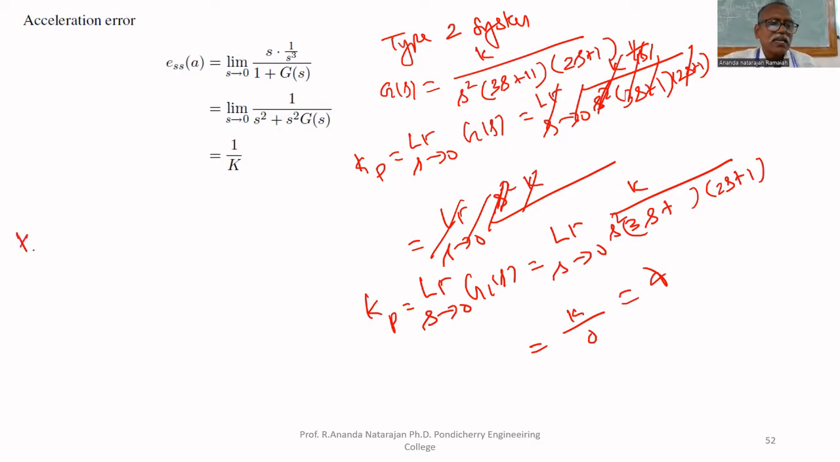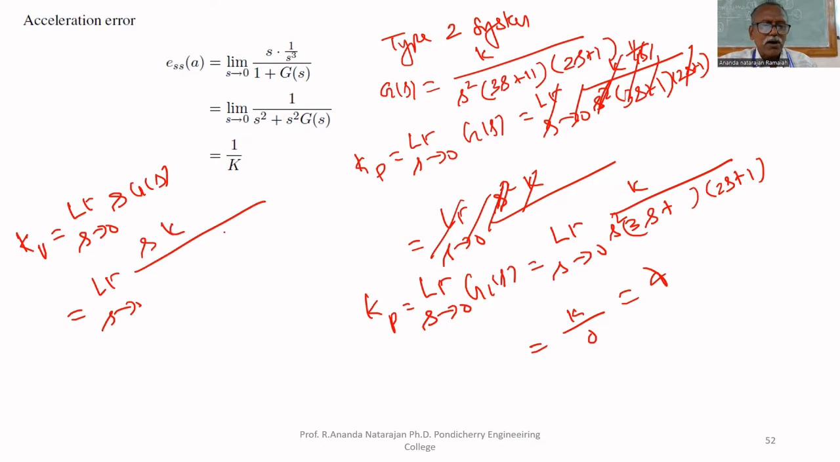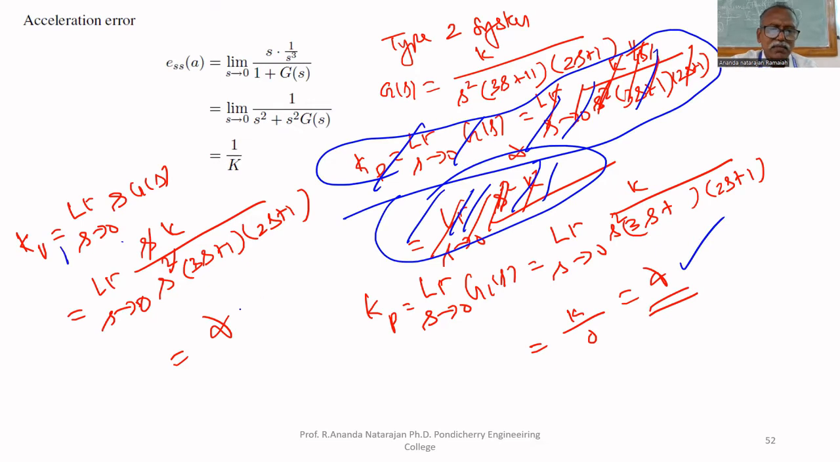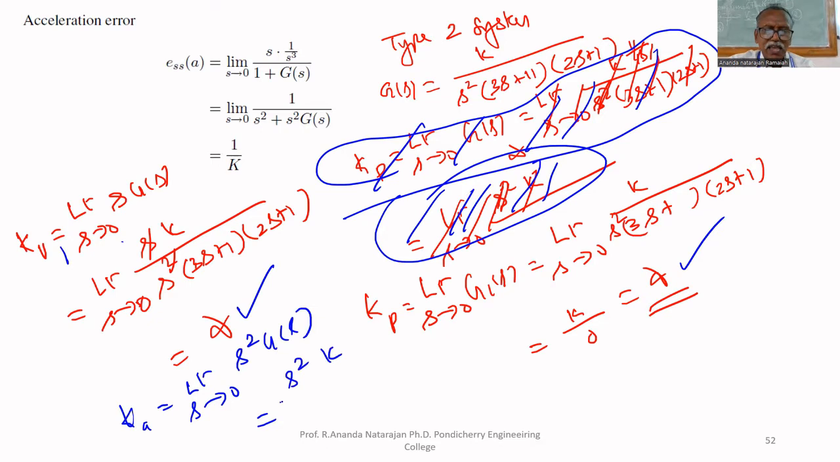Kv equals the limit as s tends to 0 of s G(s), that is s K upon s square (3s plus 1) multiplied by (2s plus 1). One s gets cancelled, however as s tends to 0 this also becomes infinity. What is Ka? Ka equals the limit as s tends to 0 of s square G(s), that is s square K upon s square (3s plus 1)(2s plus 1). If you take the limit as s tends to 0, you will get K.